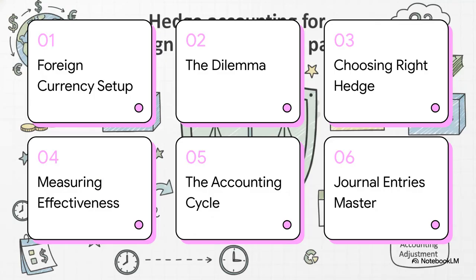All right, let's quickly look at our agenda for today. We've got 1. The foreign currency setup. 2. The dilemma. 3. Choosing the right hedge. 4. Measuring effectiveness. 5. The accounting cycle. And 6. Our journal entries masterclass.